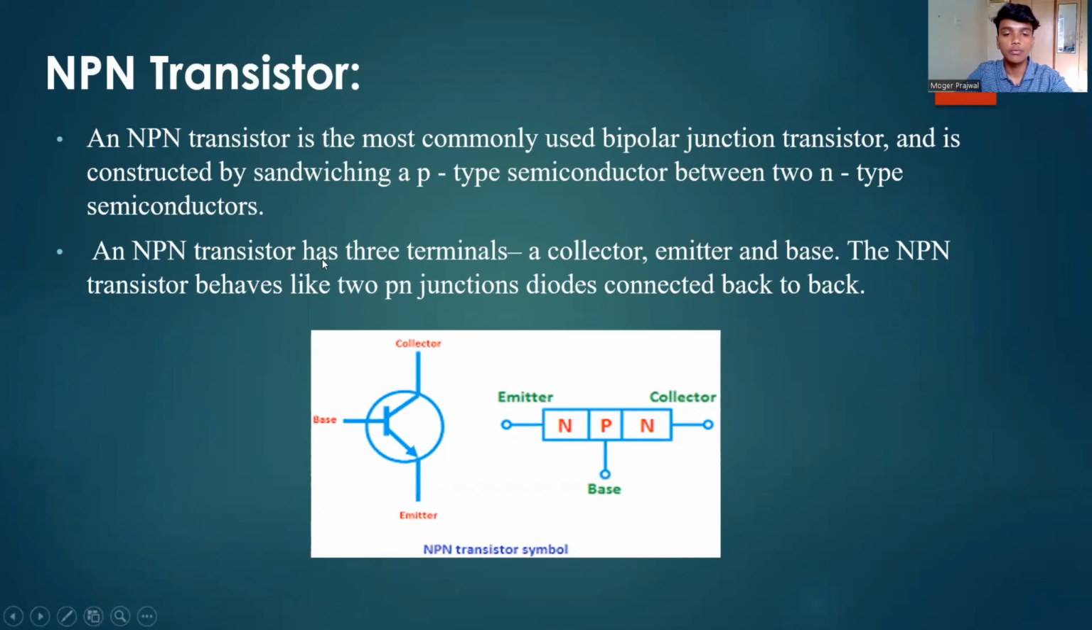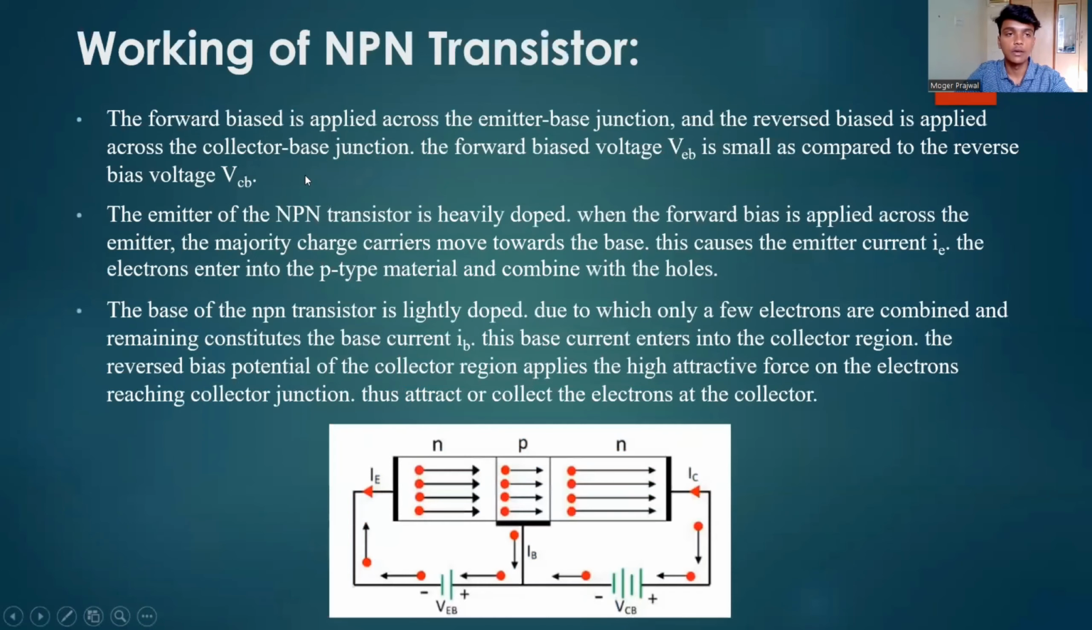This is a circuit diagram of NPN transistor. This is collector and base and emitter. This is emitter, collector, and the base. This is the circuit diagram of NPN transistor.